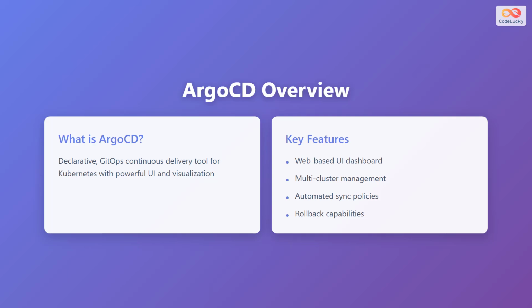It offers a rich web-based dashboard where you can visualize application health, sync status, and deployment history. It supports multi-cluster management, allowing you to manage deployments across multiple Kubernetes clusters from a single ArgoCD instance. It provides automated sync policies, so you can configure applications to automatically sync when changes are detected in Git or require manual approval for sensitive environments. Finally, it includes robust rollback capabilities, allowing you to quickly revert to previous versions if something goes wrong. ArgoCD is particularly well-suited for teams that prefer a user-friendly interface and need strong visualization tools.